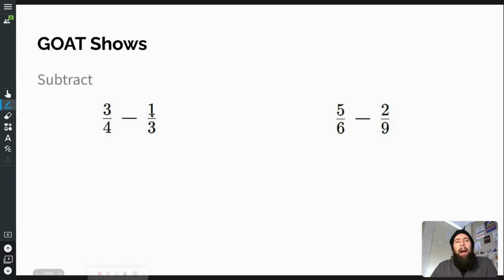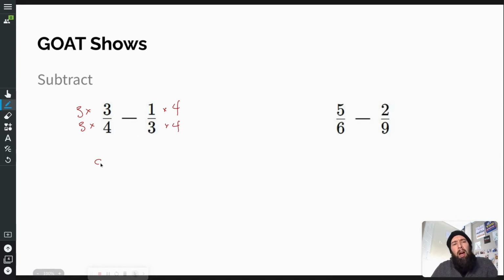3 over 4 minus 1 over 3. 4 and 3 are not the same, so I need to find a way to make them the same. And if I think of common denominators, 12 is not a number that's too far off that I can make them both. So if I multiply by 3 over 3, that gets me 12. If I multiply by 4 over 4, that also gets me 12.